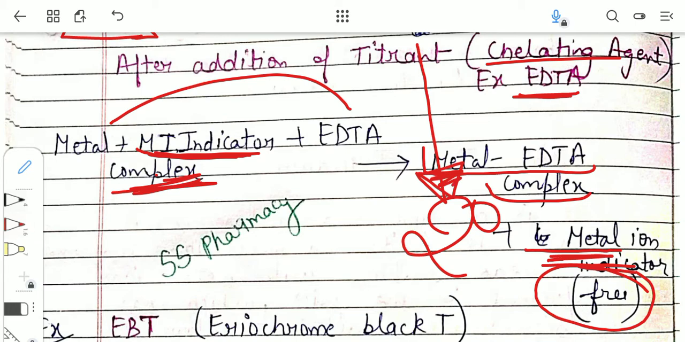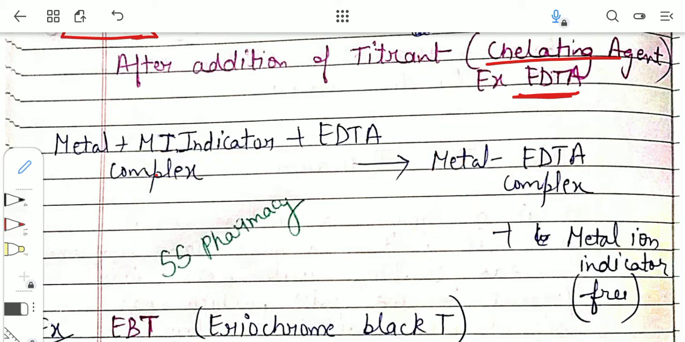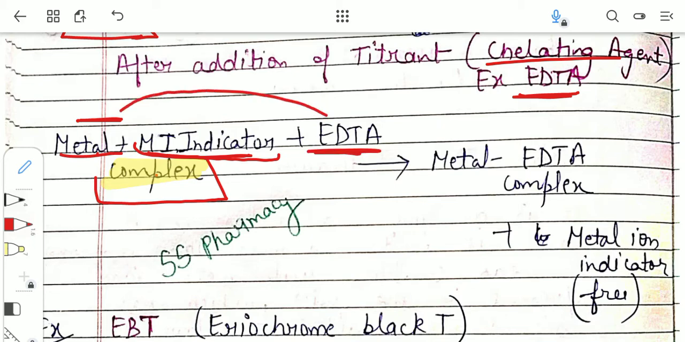I hope it is clear to you what is happening. Again I will repeat it: this is our complex of the metal and the metal ion indicator, which has some color. When the titration begins, this indicator will become free because EDTA will itself form a complex with the metal ions. So this free metal ion indicator will have a different color, and that will mark the end of the titration. I hope this is clear to you.